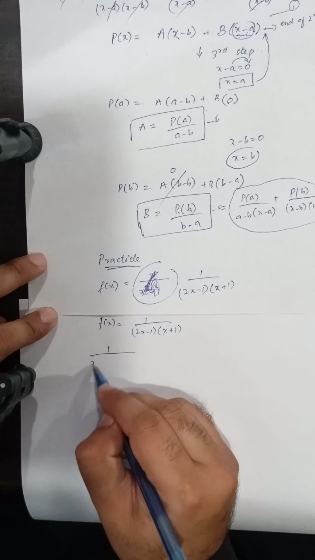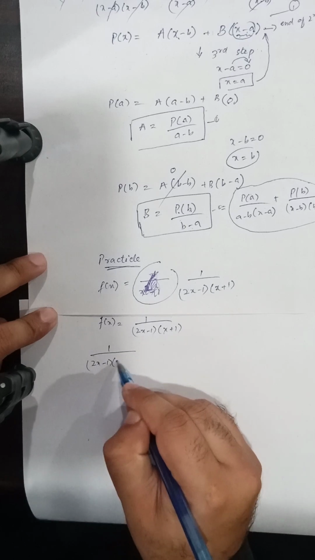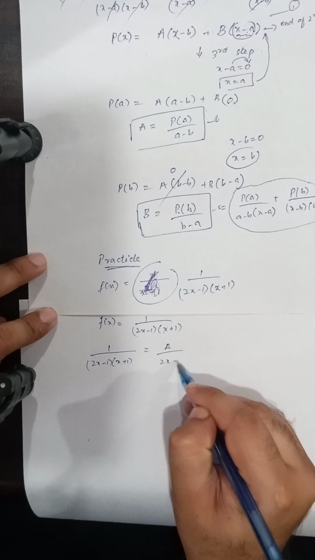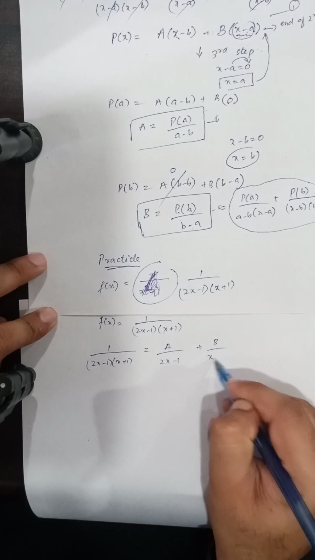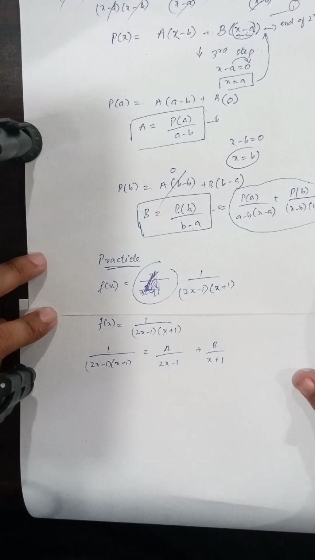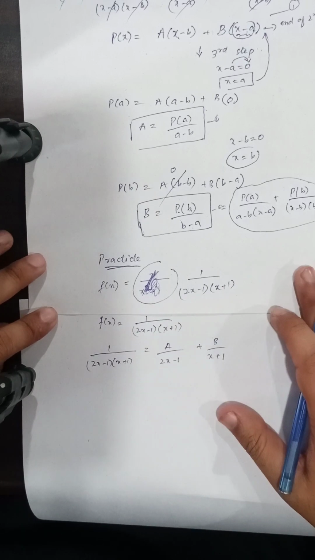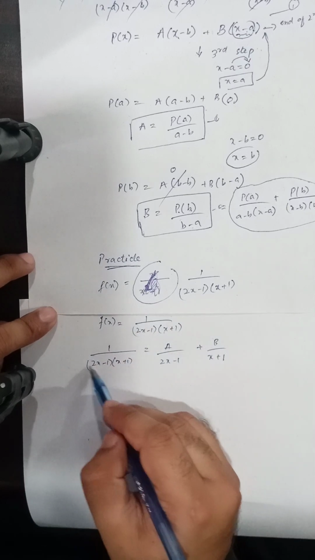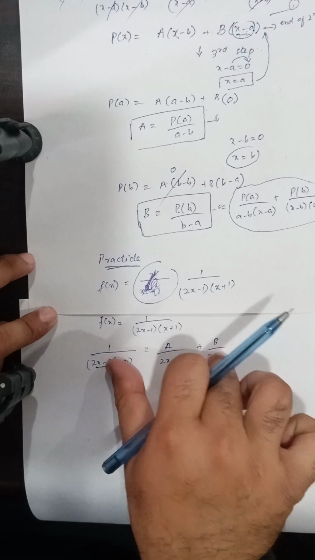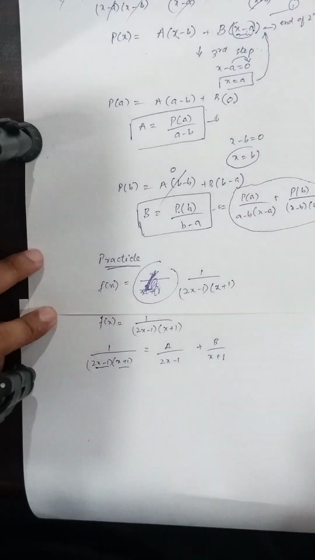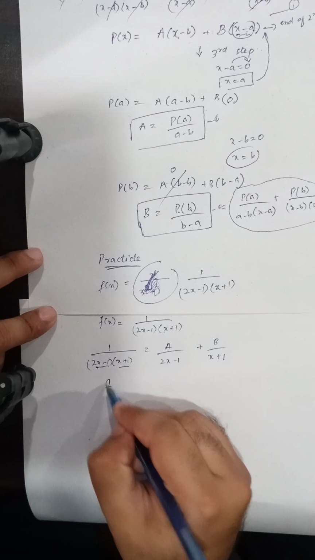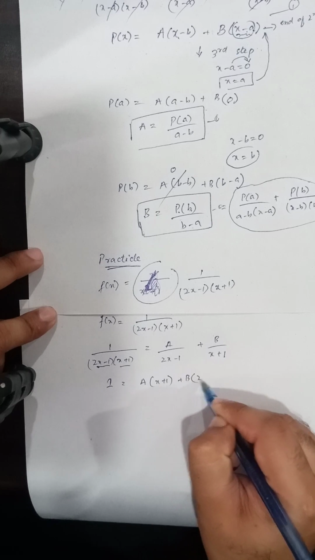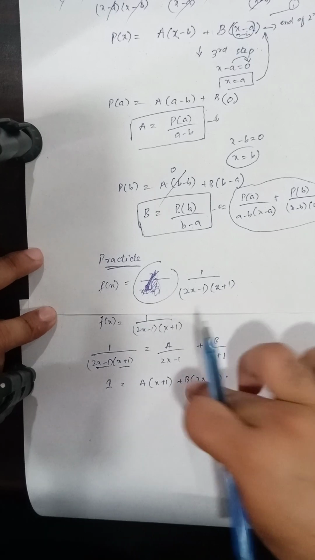So 1 over 2x minus 1 into x plus 1 is equal to a divided by 2x minus 1 plus b divided by x plus 1. This is the first step. And the second step, we will multiply the denominator, which is 2x minus 1 into x plus 1, on both sides of this equation. So 1 will be equal to a into x plus 1 plus b into 2x minus 1. This is the second step.